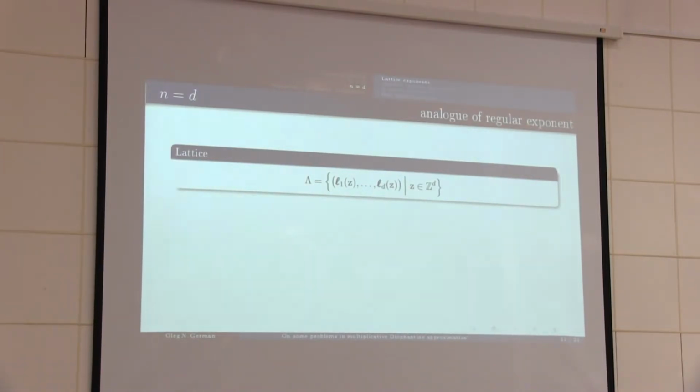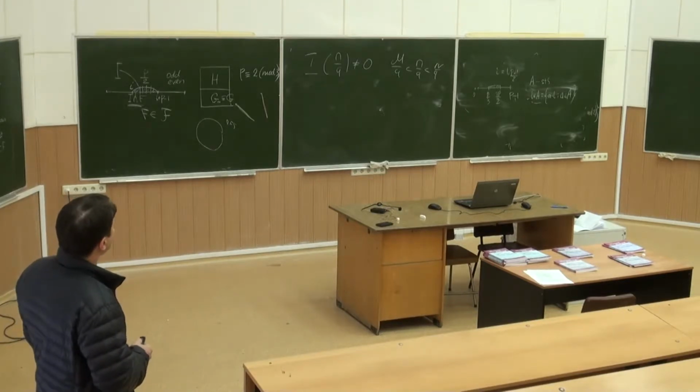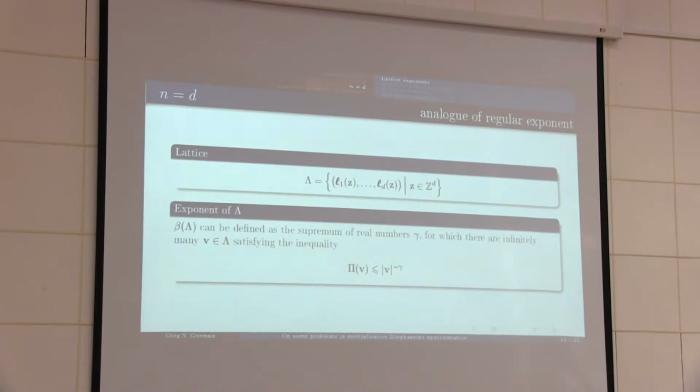Okay. Now we come to the case when the number of linear forms is equal to the dimension of the space. We immediately get the following very natural lattice. And we look for such gammas that this inequality has infinitely many integer solutions, and if we take the supremum of these gammas, we get this number lambda.